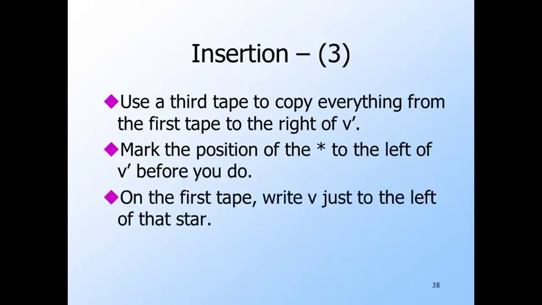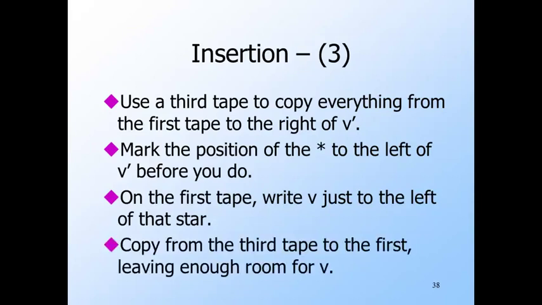Now, write v on the first tape where v prime was. It's okay to overwrite any squares to the right of where v prime was. Then we restore the first tape by copying from the third tape everything that was copied there. The net effect is that the portion of the first tape that held data to the right of v prime has been moved right as many squares as was necessary to fit v in place of v prime.